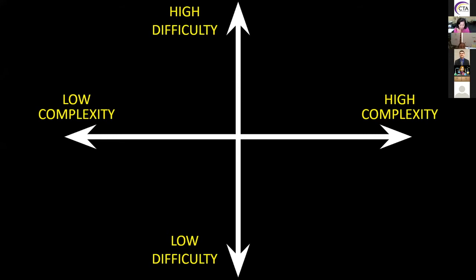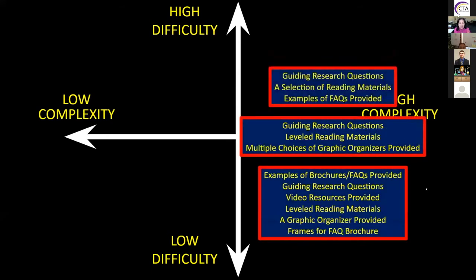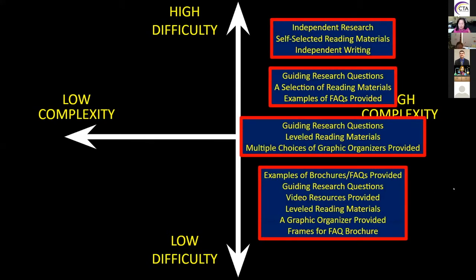And this is where we're going. So let's take a look at, if you can click, there'll be 4 clicks. Let's say, for instance, it's the same task: either doing some sort of brochure or some sort of facts and questions. I may need guided research questions, leveled reading materials, and all these additional supports, but I'm still doing the same task.